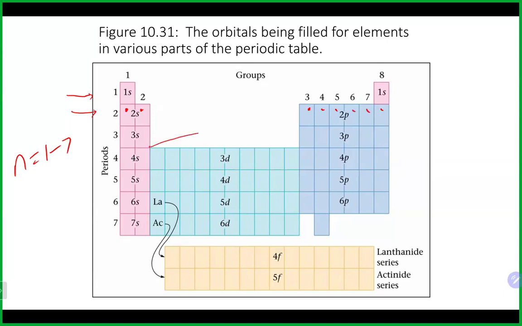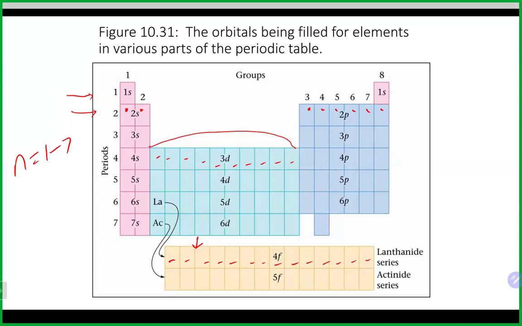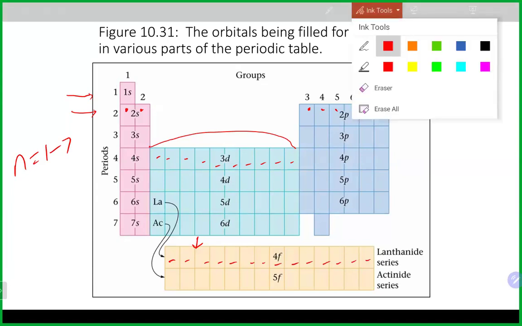d is the transition metals in here, and they can hold 10: 1, 2, 3, 4, 5, 6, 7, 8, 9, and 10. And f's down here on the bottom can hold 14: 1, 2, 3, 4, 5, 6, 7, 8, 9, 10, 11, 12, 13, and 14. So you can use the periodic table to count off electron configuration if you know what you are doing.